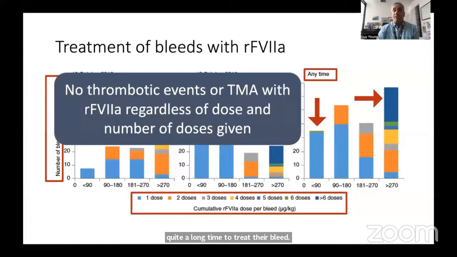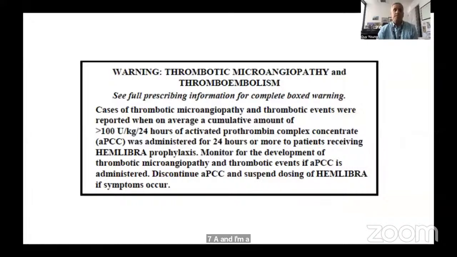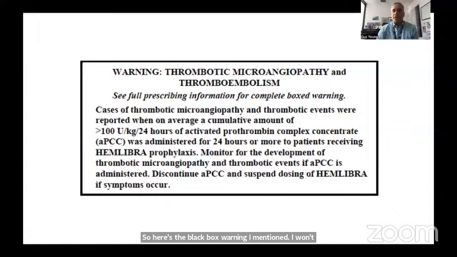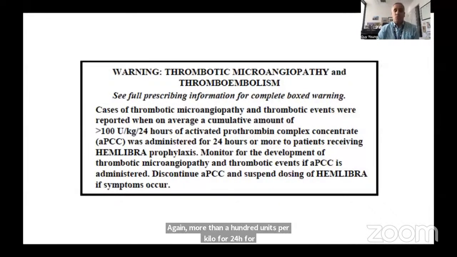The point really is that there were no thrombotic events or TMA with factor VIIa, regardless of the dose and the number of doses given. So that means that factor VIIa and emicizumab do not seem to have some sort of concomitant drug effect that leads to thrombosis. So here's the black box warning I mentioned. I won't read it to you, but it relates to how much APCC should be avoided. Again, more than 100 units per kilo per 24 hours for more than 24 hours is what led to the thrombotic events. You probably have a similar box warning in whatever country you're working in. I imagine all of them are similarly worded.